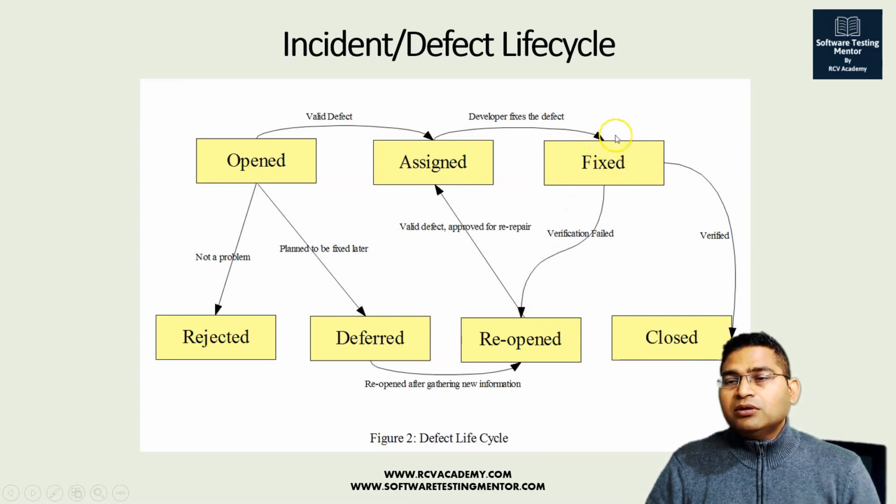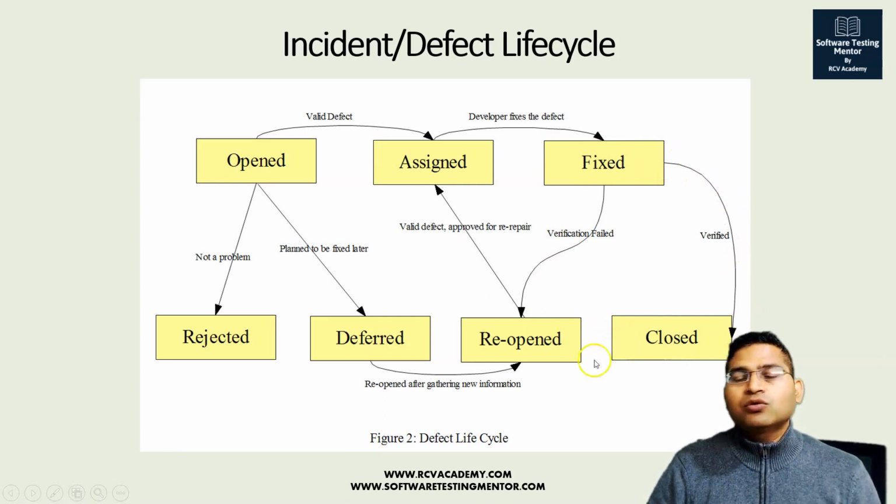So after moving it to the fixed state, they'll assign it to the tester to test it. So the tester knows that it has been moved to fixed and it is assigned to them to retest, right? So they will then go ahead and verify. If the verification is successful, they'll go ahead and close it, right? Pretty simple flow. Now, in case the retest failed, verification failed, then they'll go ahead and reopen. So the defect will get moved from the fixed state to reopen. So the tester will reopen it.